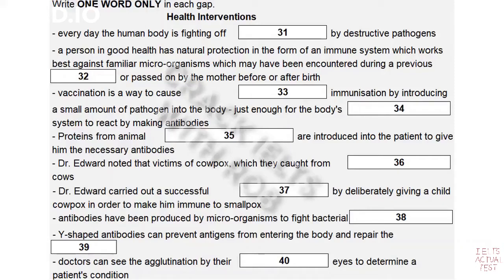Part 4. You will hear a lecture on immunity and immunization. First, you have some time to look at questions 31 to 40. Listen carefully and answer questions 31 to 40.